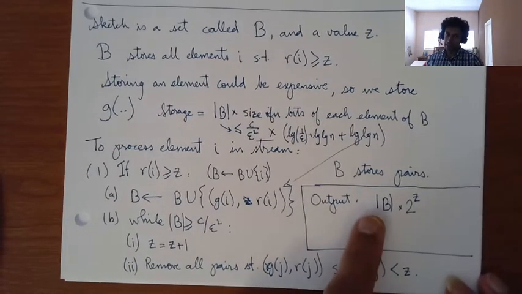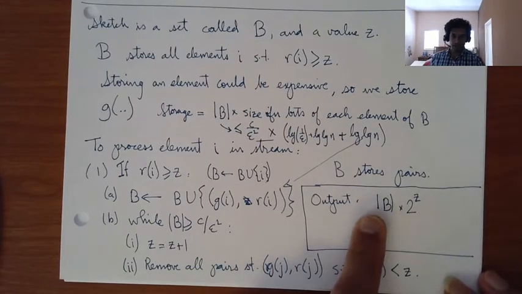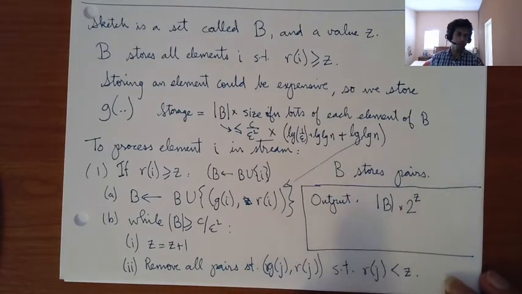What is output in the end is 2 to the z. That was what the probabilistic counting algorithm did. And we're just going to multiply that by the size of the bucket. And this is going to be crucial to get the sort of concentration that we need.